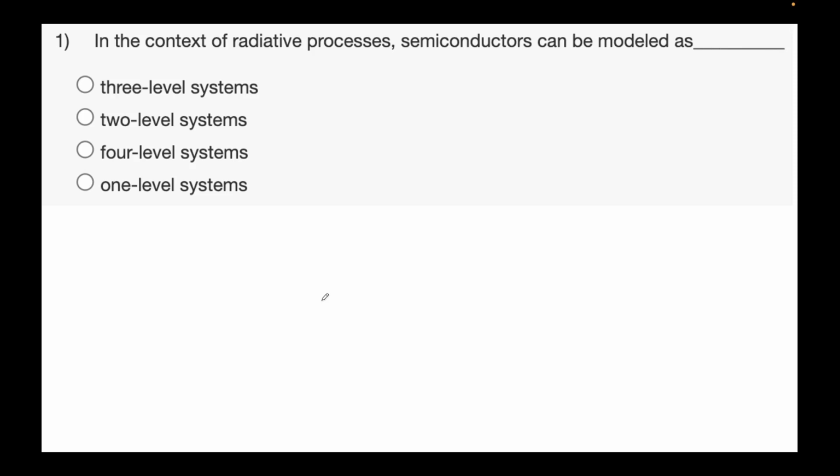This is a very simple problem to start with. It asks, in the context of radiative processes, semiconductors can be modeled as. So radiative, you can clearly see, comes from the word radiation. What we're talking about is the influence of radiation, here we mean light, so photon. How a photon influences a semiconductor.